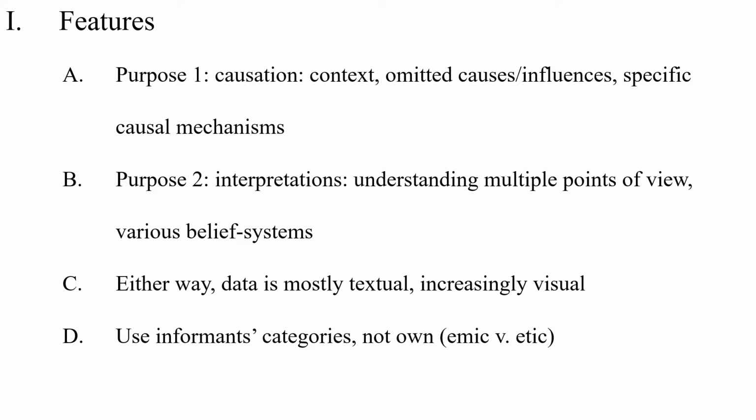But you have to use the informant's categories, not your own. This is the emic versus etic distinction from anthropology, and the book talks about it. It was a big fight in the 90s, but it's still an issue. It comes from phonemic and phonetic. These are both from linguistics.